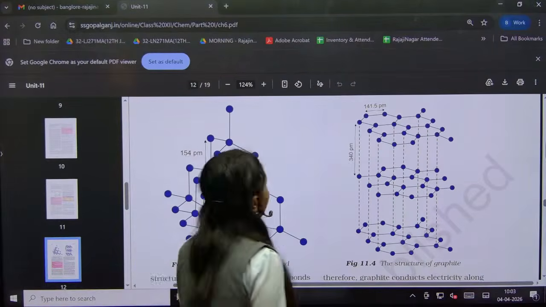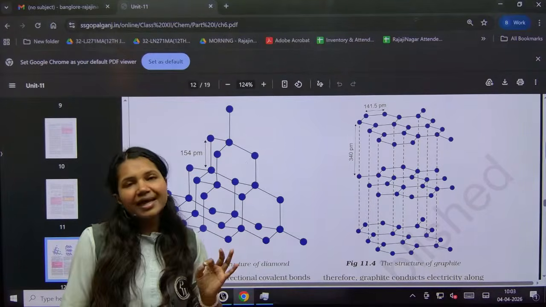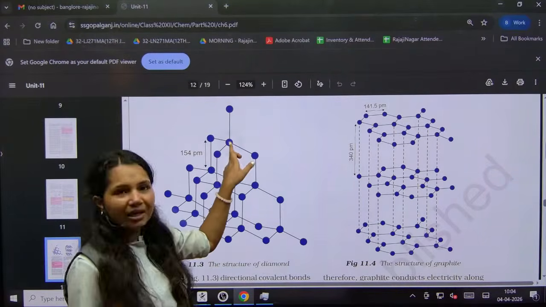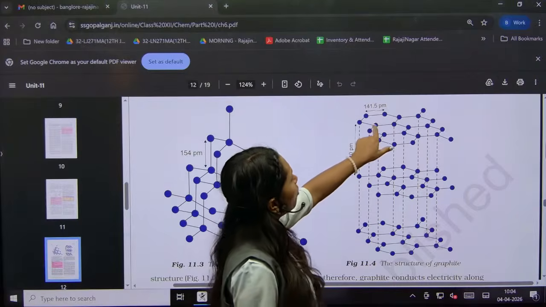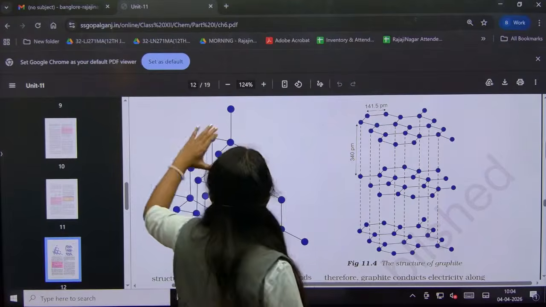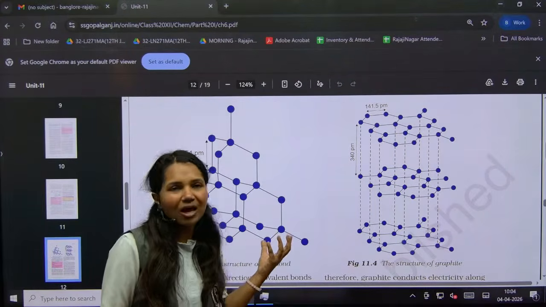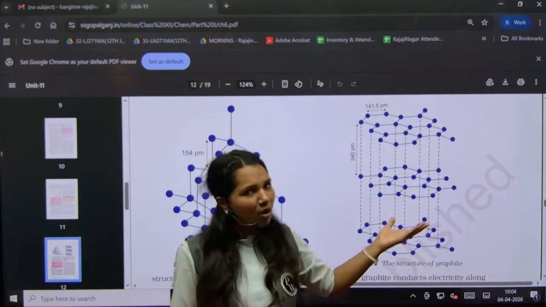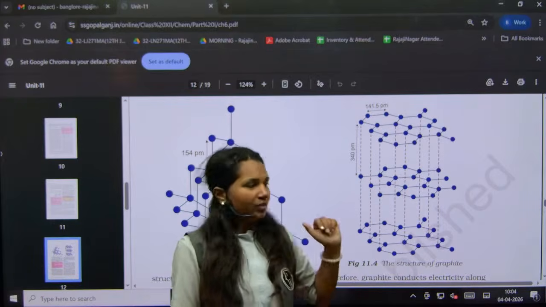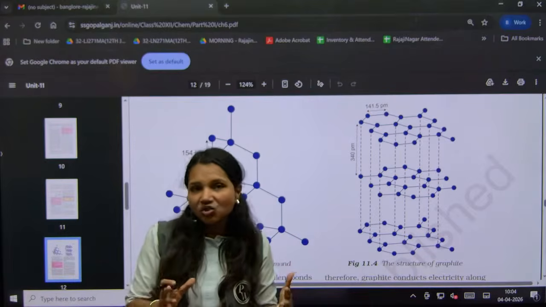What will you remember in the allotropes of carbon? Diamond. What can they ask you in the exam? What is the hybridization of carbon in diamond? It is sp3. For graphite, it is sp2. Diamond is also a form of carbon, and graphite is also an allotrope of carbon. Diamond is a 3D packed cage-like structure.